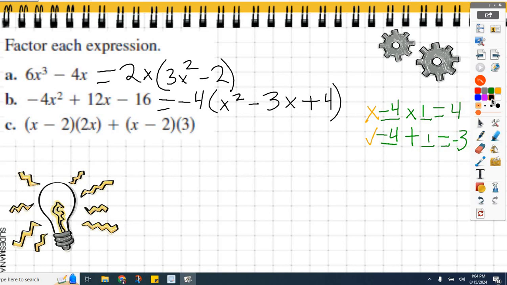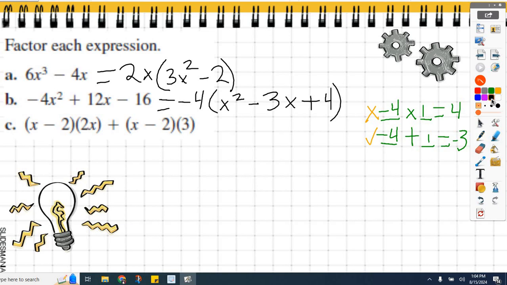Are there any two numbers? Our factors of 4 are 1 and 4, or 2 and 2. And the only way for us to add to get something negative and multiply to get something positive is if both of them are negative. So negative 4 and negative 1 give us negative 5, and negative 2 and negative 2 give us negative 4. So there's not any combination.